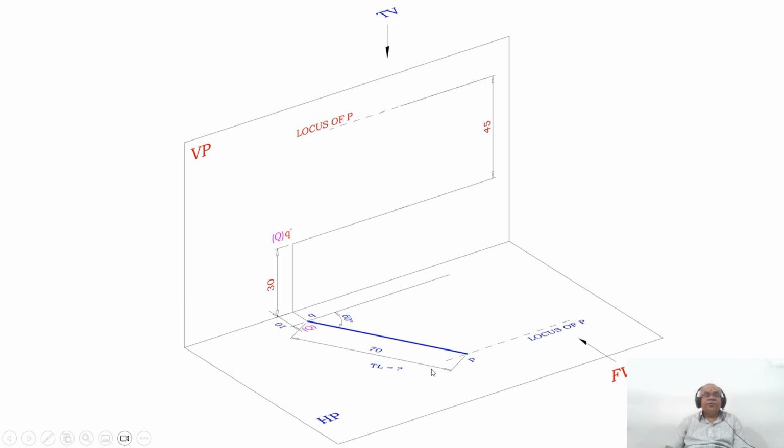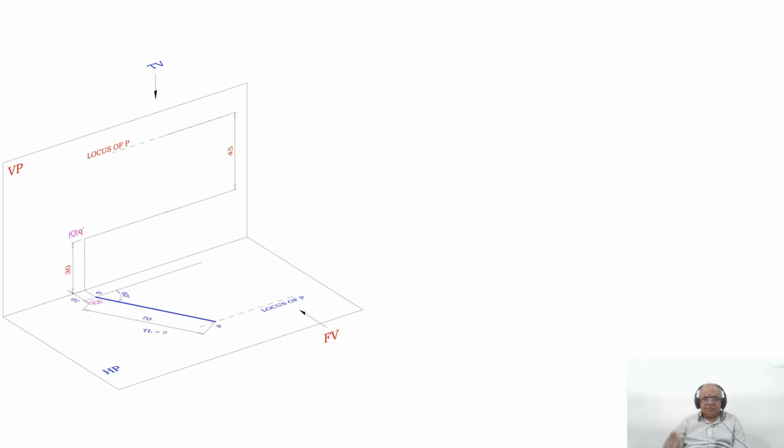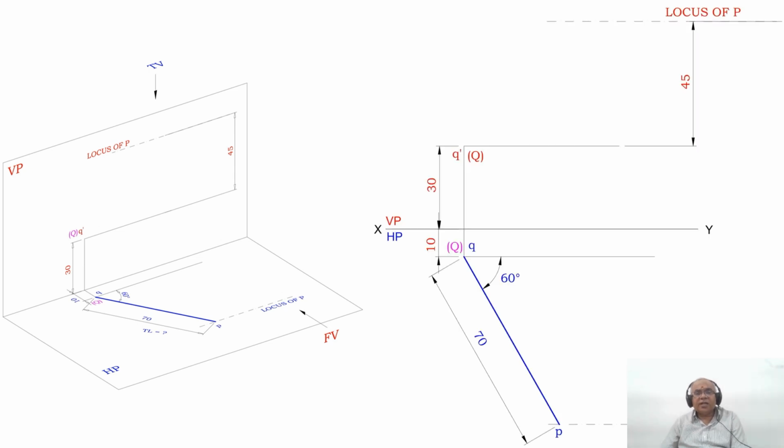So now you got the locus of P in the front view and also the locus of P in the top view, and one end of the line has been given as 30 mm above HP and 10 mm in front of VP. So this is how you will be able to take the initial setup in 3D, and the same thing I need to transfer onto 2 dimensions. So how to do that?